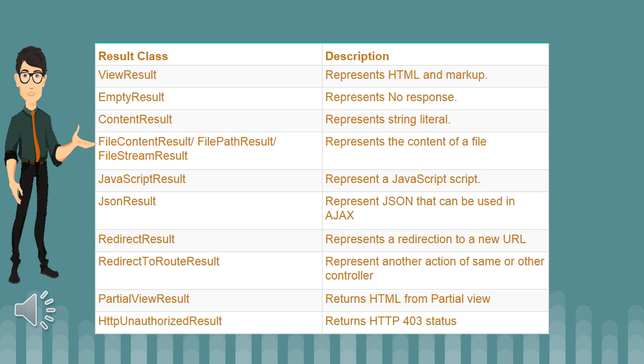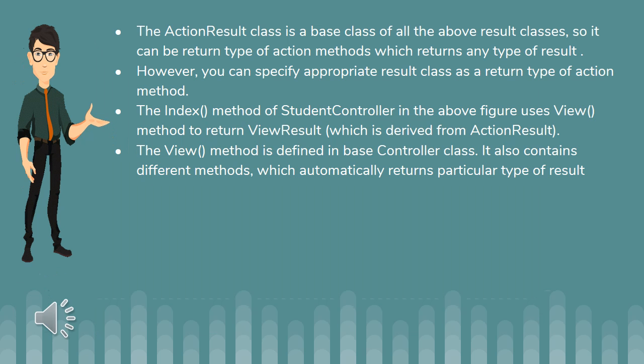JsonResult represents JSON that can be used in Ajax. RedirectResult represents a redirection to a new URL. RedirectToRouteResult represents another action of the same or another controller. PartialViewResult returns HTML from a partial view. HttpUnauthorizedResult returns an HTTP 403 status. The ActionResult class is the base class of all the above result classes, so it can be the return type of action methods which return any type of result listed above.